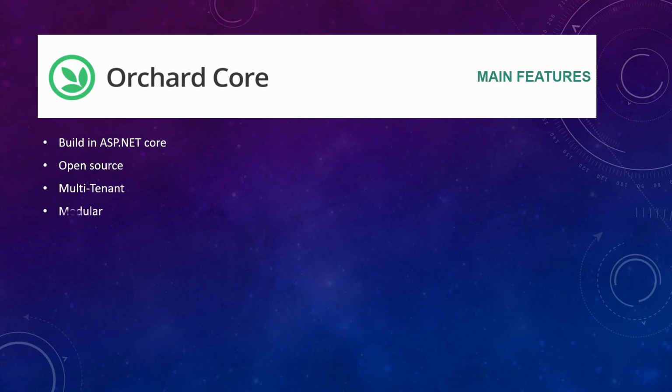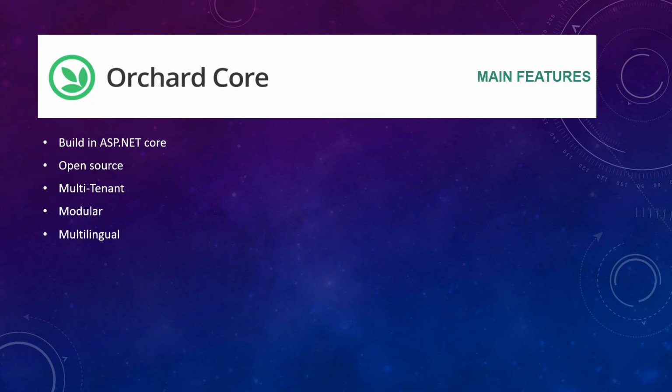Orchard Core is modular and is highly extendable. Features are packaged as modules within the base code, and you can write your own modules to expand this functionality as needed for your business.